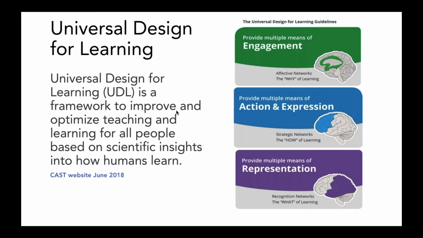So universal design for learning, or UDL as it's known, is a framework to improve and optimize teaching and learning for all people based on scientific insights into how humans learn. And we have a visual there of the brains and of engagement, action and expression, and representation. And you're free to look at that if you're not driving and see what all's there.